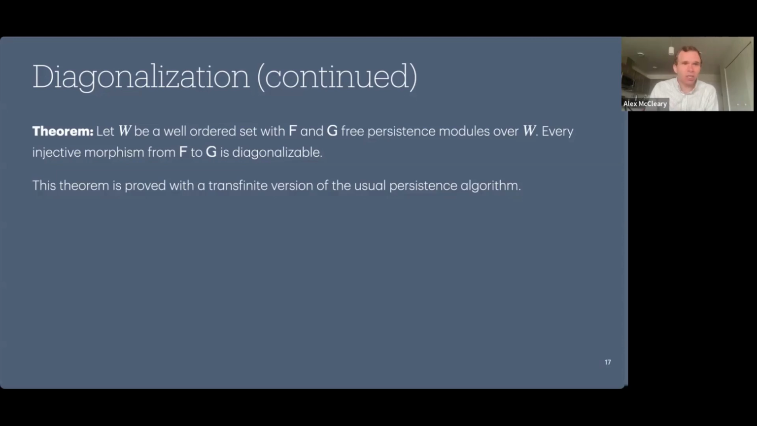But the limit case actually turns out to be trivial. It really just boils down to the fact that our free functor is a left adjoint, and left adjoints commute with colimits. So this proof is actually not really any harder than proving that the classical persistence algorithm diagonalizes the matrix.